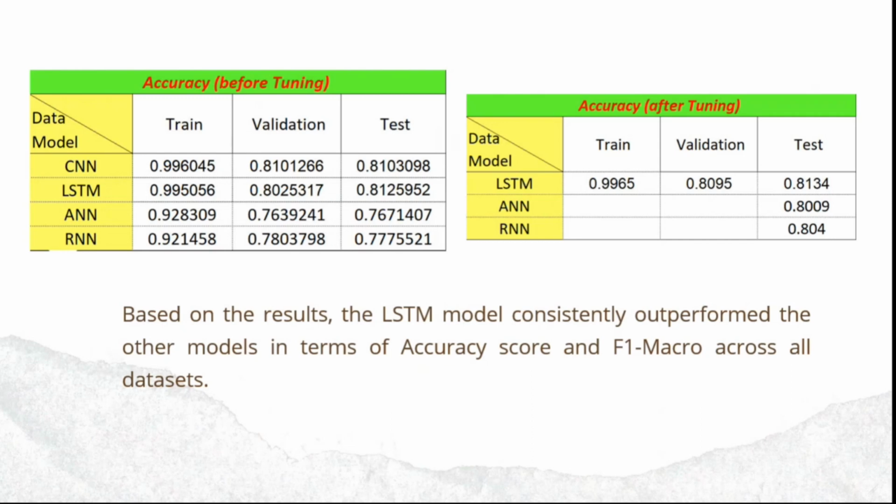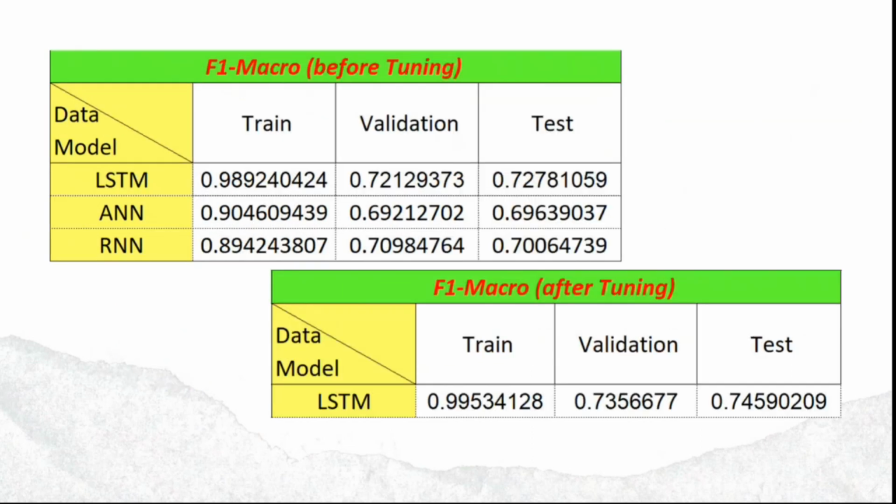And it can be seen that the models achieve high accuracy and F1 macro on the training data, indicating their ability to learn from the available training samples. However, the performance on the validation and test datasets was slightly lower, and this suggests that the models might benefit from a larger training dataset to further improve their generalization performance.